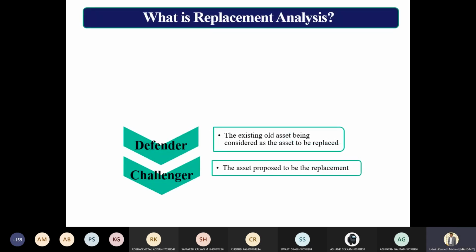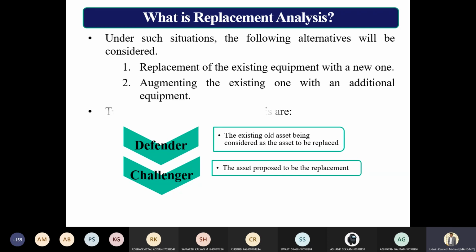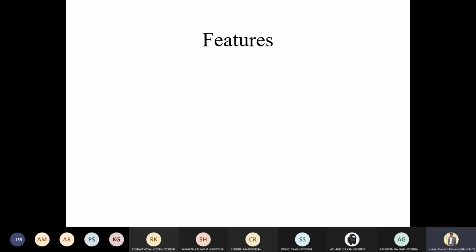So in replacement, these are the two terms you need to remember. One is a defender, the other one is a challenger. Now the defender is the old equipment or the existing equipment that is being considered for replacement. The challenger is nothing but the asset that is proposed as the replacement. Okay, so these are the two important terms you need to remember when it comes to replacement analysis.